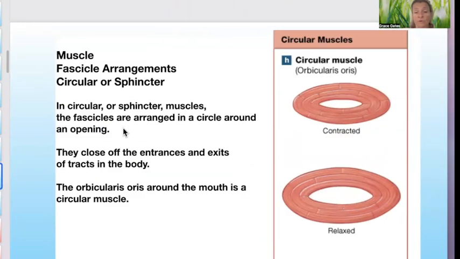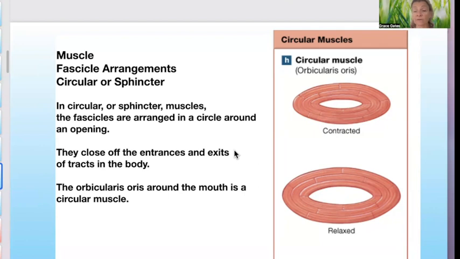In circular or sphincter muscles, the fascicles are arranged in a circle around an opening. They close off the entrances and the exits of tracts in the body. The orbicularis oris is around the mouth, closing off the mouth. When contracted, a circular muscle makes the entrance or the exit smaller, and when it's relaxed, it makes it larger.